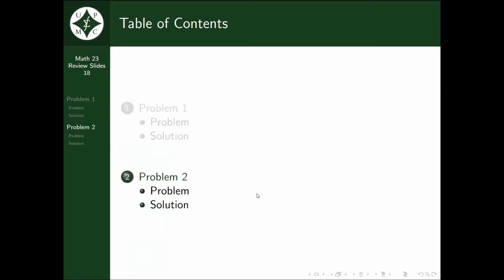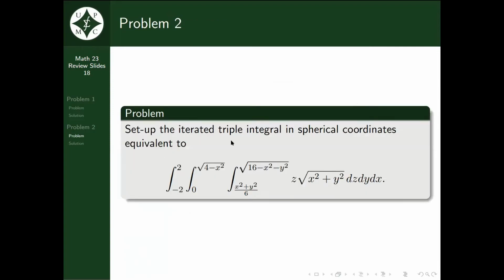So let's move on to problem 2. Problem 2 is another setup. So we have to set up the iterated triple integral in spherical coordinates, but we are already given a triple integral in Cartesian coordinates. So part of the challenge here will be to find out what this surface looks like without any description, just from these boundaries. And then the other part of the challenge will be transforming that surface into spherical coordinates. So again, I'll pause a bit to give you guys some time to think about this.